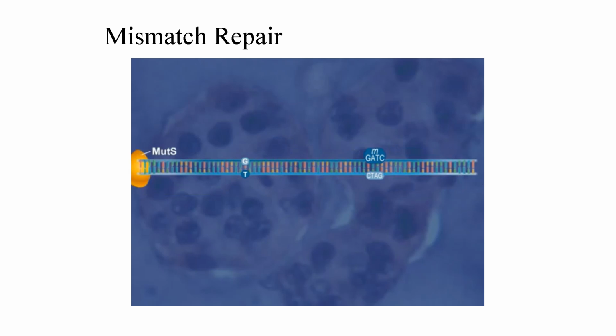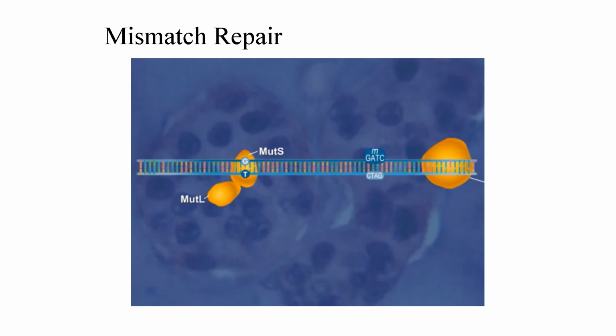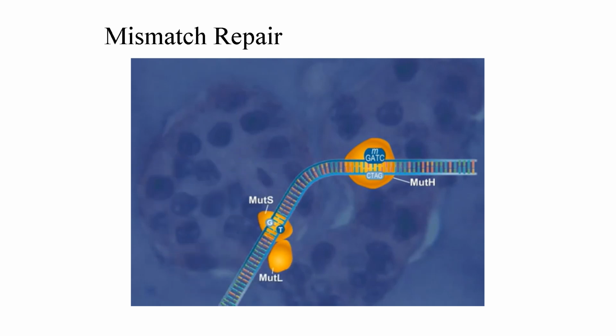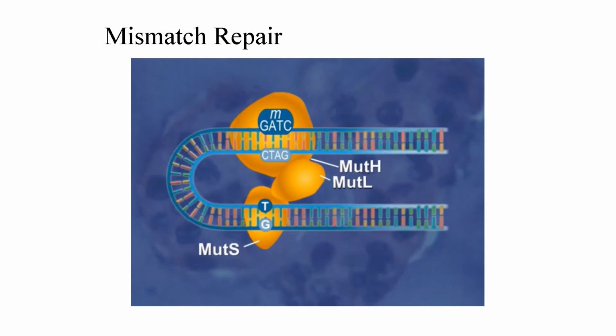Actual recognition of a base pair mismatch is the role of the mut-S protein. Mut-S binds to a mismatch site and forms a complex with another protein, mut-L. The formation of this complex recruits mut-H to the region. Mut-H binds to a hemimethylated site. The mut-S, mut-L complex interacts with mut-H by a DNA looping mechanism. Mut-H then makes a cut specifically in the non-methylated strand.